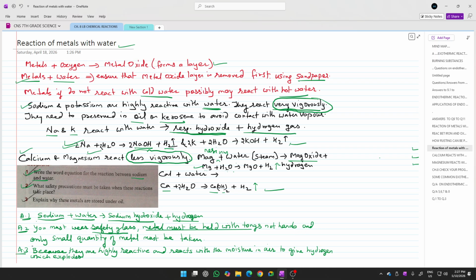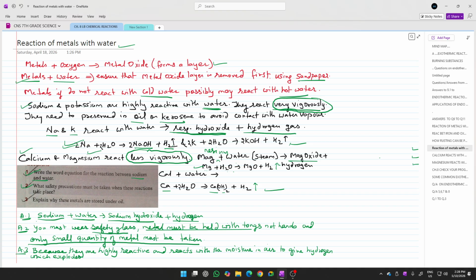And third, only a small quantity of metal must be taken. So don't take a big piece of sodium and try to make it react with water. Take a very small piece of sodium so that the explosion will be small. If you take a larger quantity of sodium metal and react it with water, then the explosion due to the hydrogen formed will be very large.